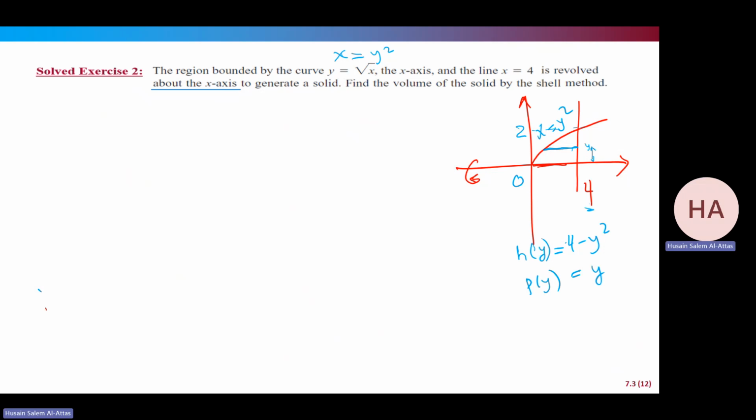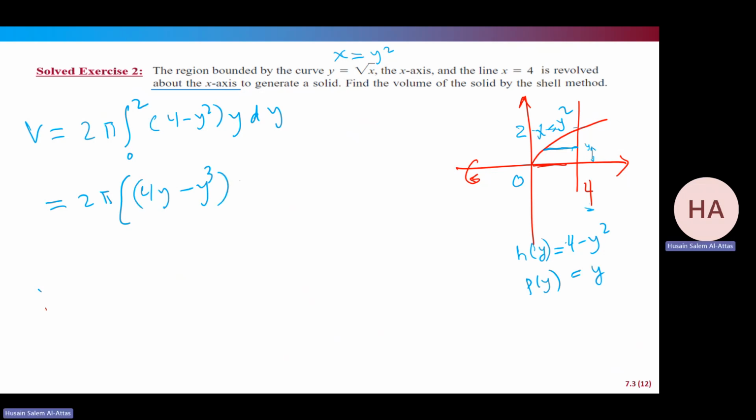Okay, so I have the integral 2 pi from 0 to 2. These are the limits of integration. And I have 4 minus y squared, y dy. The rest is just calculation. That will be 4y minus y cubed dy. Yeah, I forgot the integration. This is the integration.